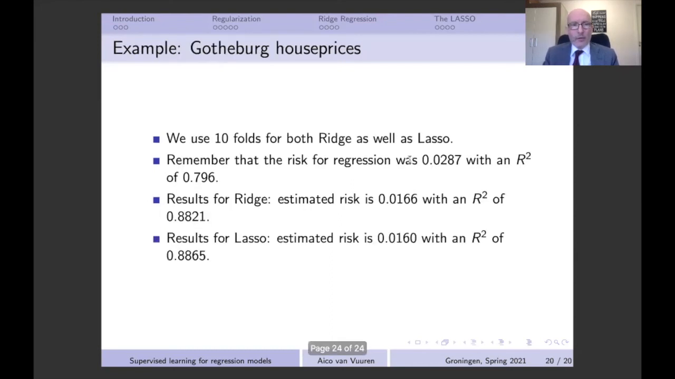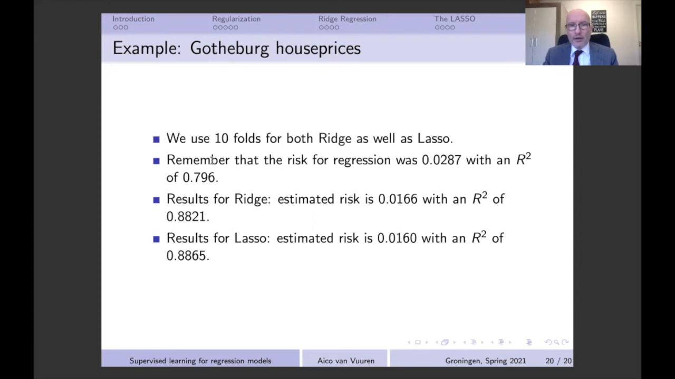Well, then finally, we can also look at Gothenburg house prices. Remember that I had a situation in which we had a regression of many, many features. And then I got an R squared equal to, well, 0.79 or almost 0.80, and a test risk equal to 0.0287. This R squared, by the way, was on the test sample, not on the training sample, of course. Then we can do ridge and lasso. I'm going to use here 10 folds. And the results are then as follows.